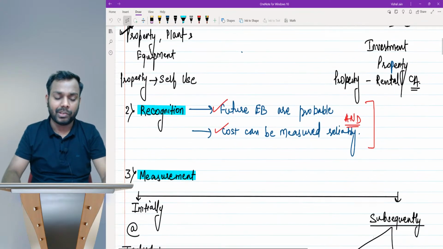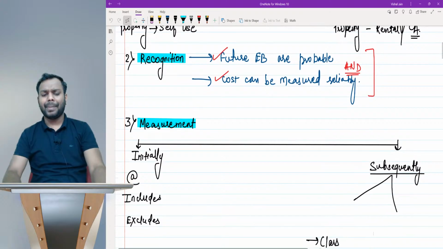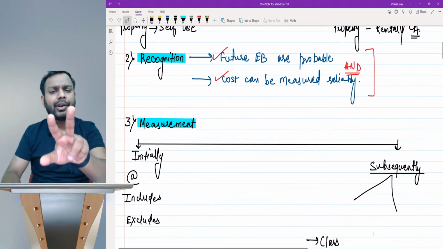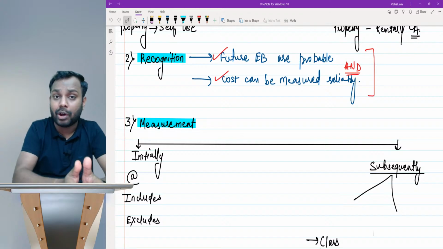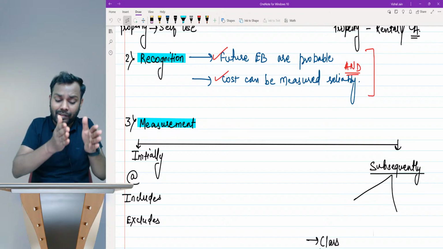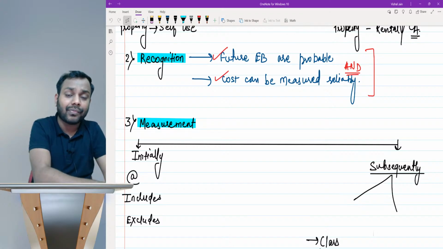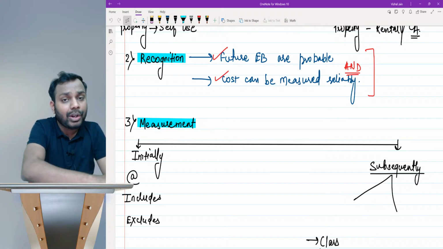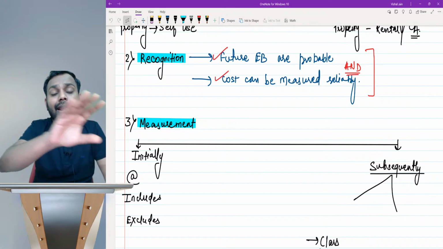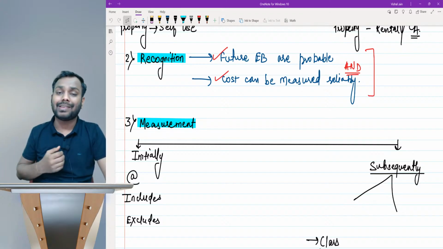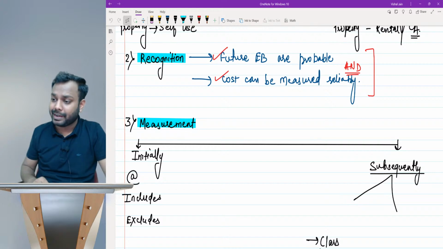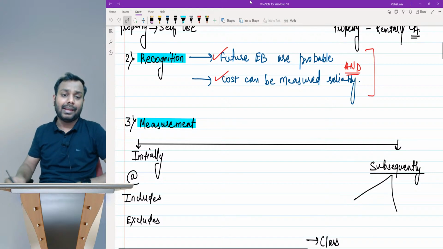Now coming back to measurement principle, it will also be divided into 2 parts. One, initially how will you recognize or how will you measure that? Once you have measured it initially and recognized in the financial statements, how will you carry it forward? Which is called a subsequent measurement. Is that clear?